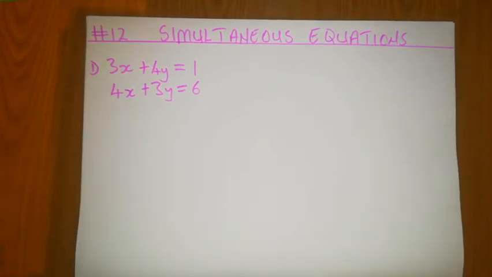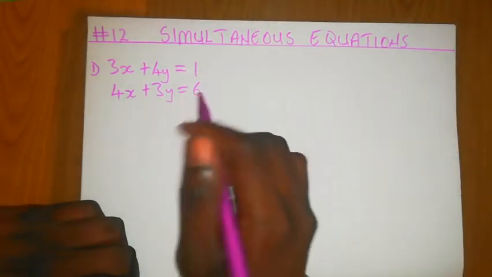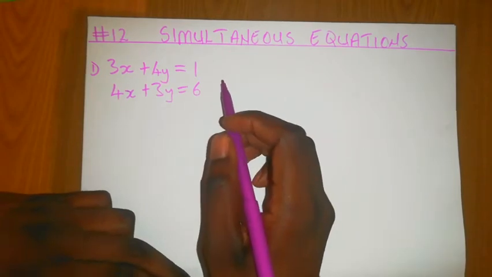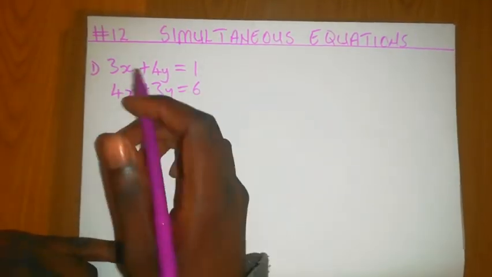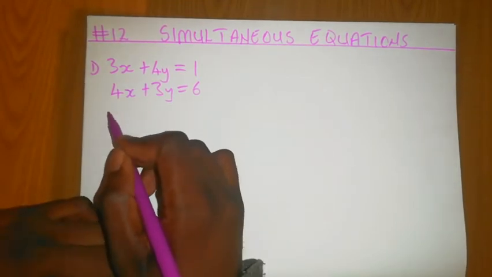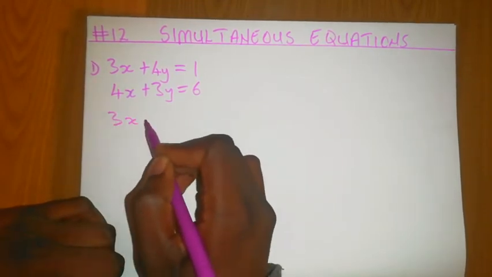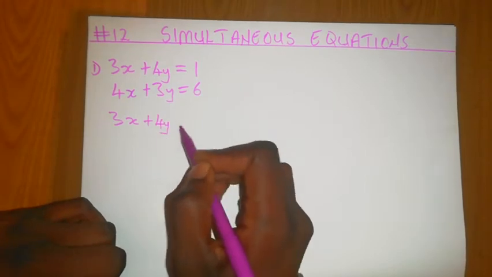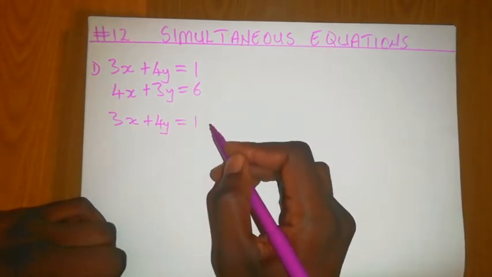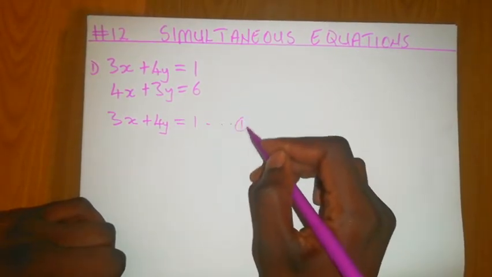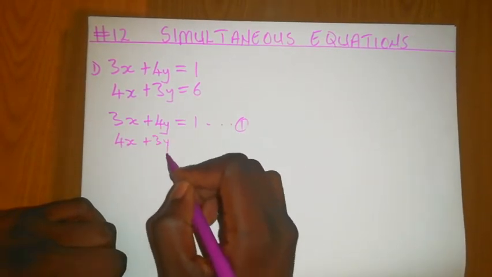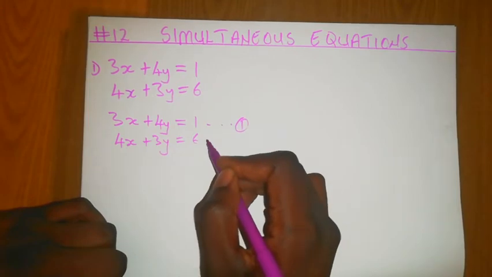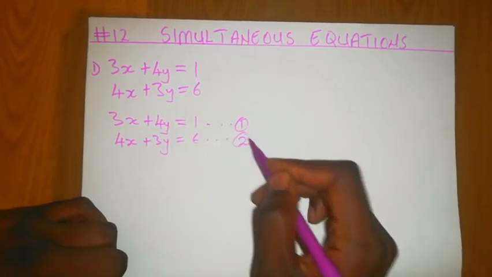The first thing that we do here is we have to name these equations as equation 1 and equation 2. So we come here and rewrite again 3x plus 4y is equal to 1. So this is your equation 1. Then 4x plus 3y is equal to 6. So this is your equation 2.